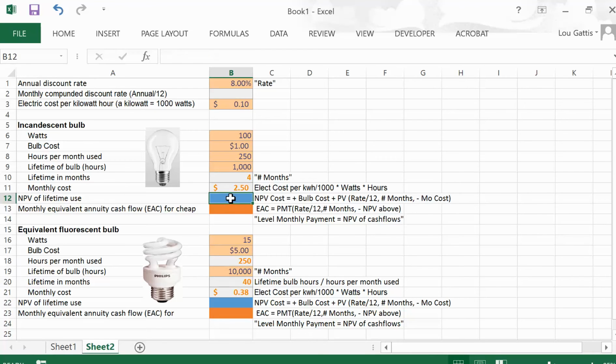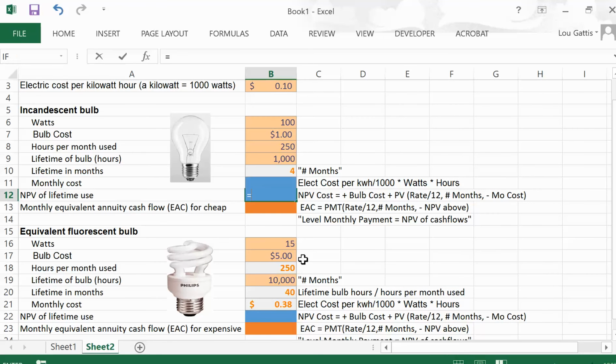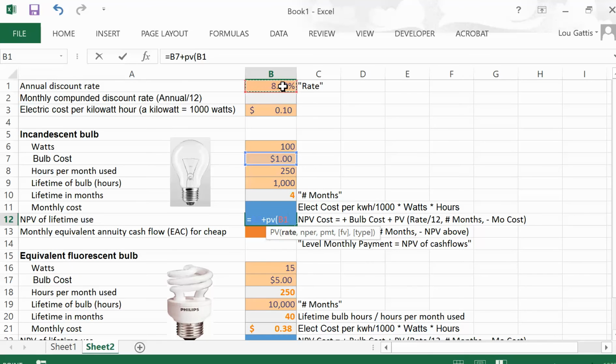Now, if I do a traditional NPV analysis, I'm not sure what the answer is going to show. So I'm going to actually do an NPV. I'll start out by taking the cost of the bulb, $1. Now, what I need to do is an NPV of 4 months of operating this bulb. I can't use the NPV function because I don't have a list of cash flows anywhere. So I'm just going to use a present value function, taking the present value of 4 months of operating this bulb. So I'm going to do a PV. It looks like it wants the rate. So I'm going to put in the monthly rate. I'm going to anchor that and divide by 12. So my monthly rate is 8% divided by 12.